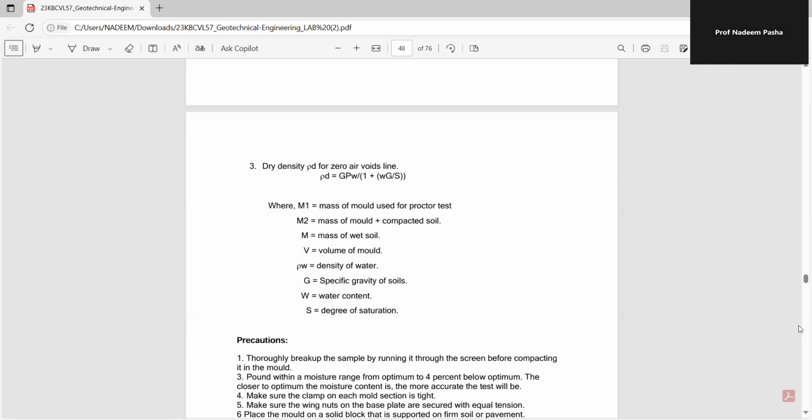So what are the precautions we need to take while carrying out this experiment? Thoroughly break up the sample by running it through the screen before compacting in the mold, found with a moisture range from optimum to 4% below optimum. The closer to optimum the moisture content is, the more accurate the test will be. Make sure the clamp on each mold section is tight. Make sure the wing nuts on the base plate are secured with equal tension. Place the mold on a solid block that is supported on a floor or pavement.